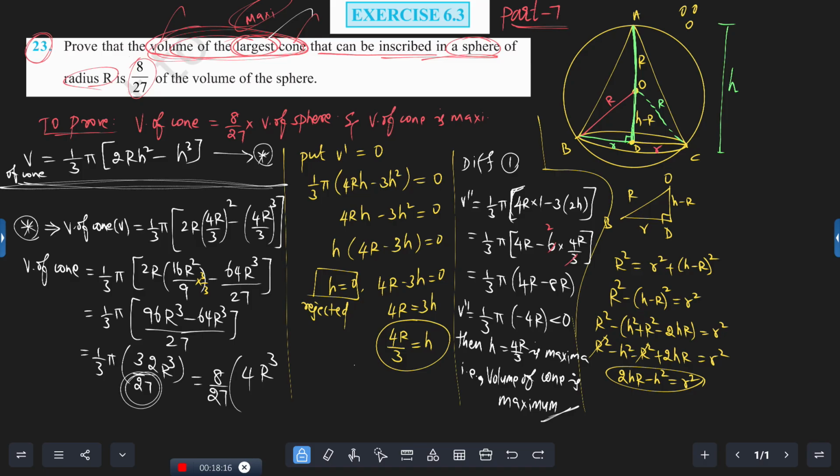Denominator whole 27 I have taken outside, and remaining outside we have 1 by 3 pi. That you take inside. Then divide 3 pi. So this is 4 by 3 pi R cube. What is 4 by 3 pi R cube? That is the volume of a sphere. So 8 by 27 volume of a sphere we got. And left side we have volume of a cone. That is what they asked to bring. We got it.